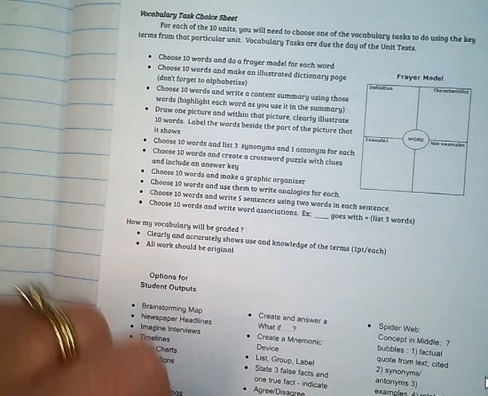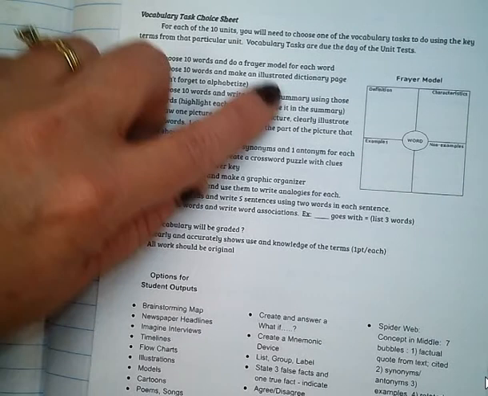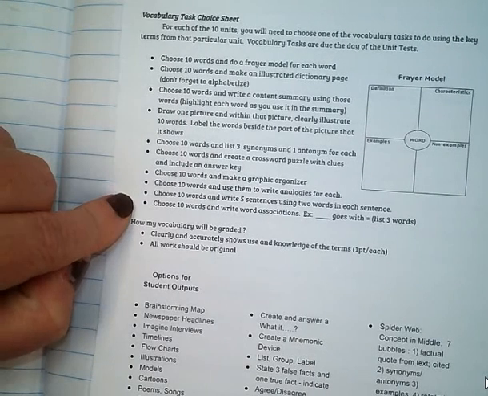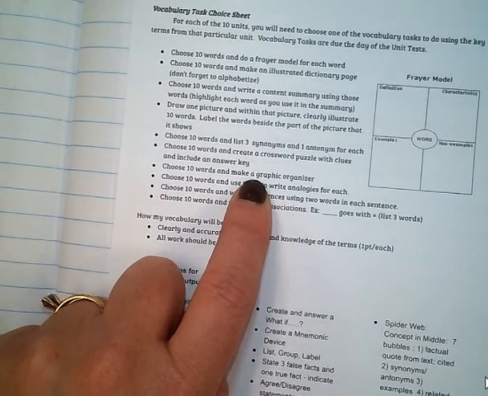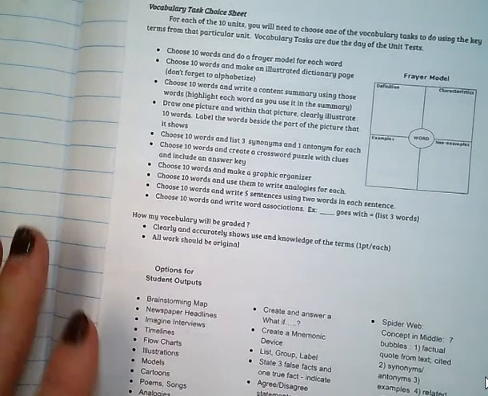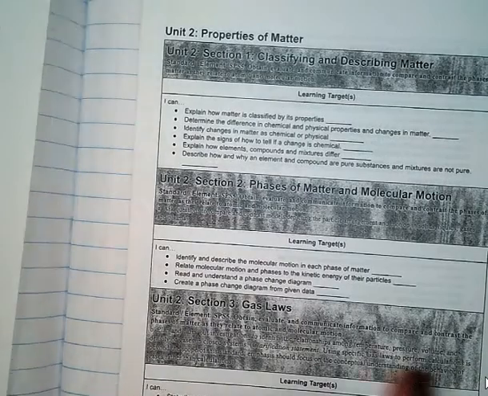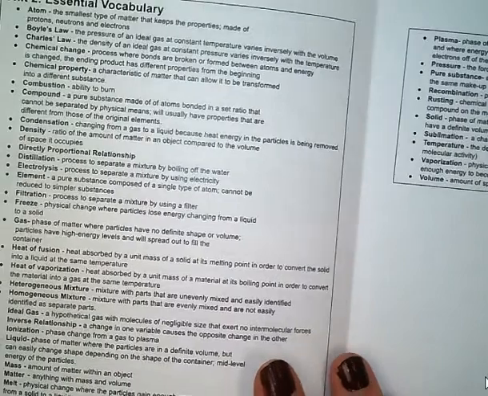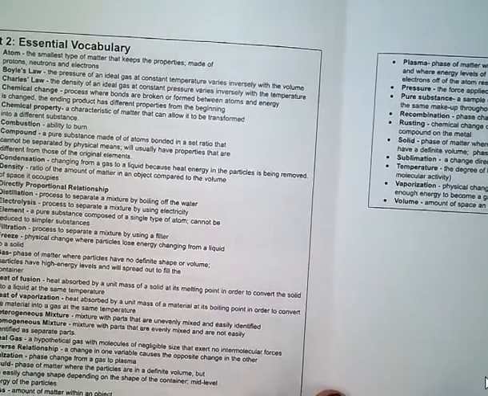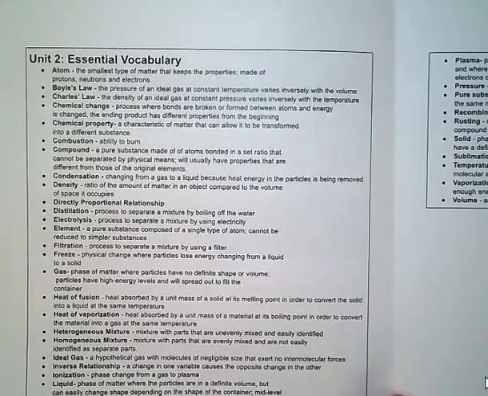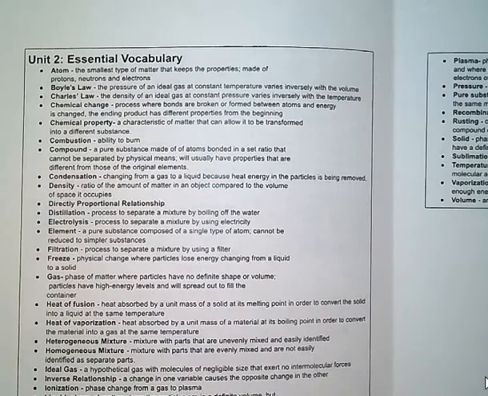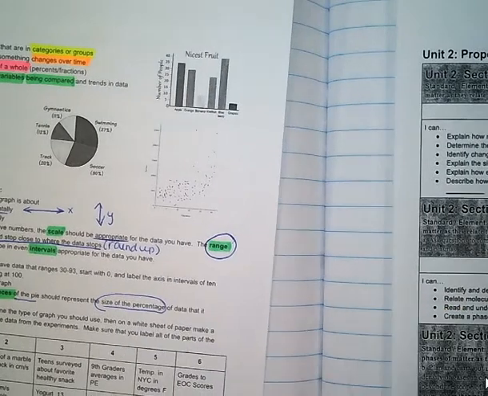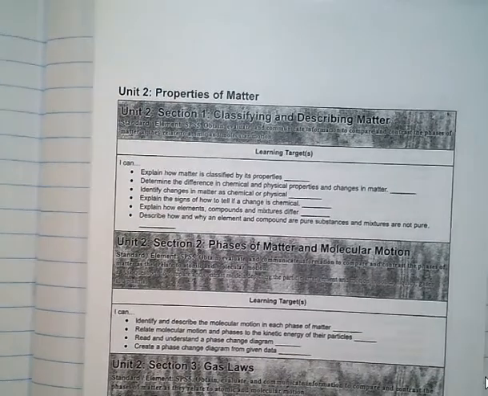You only choose one of those tasks, and within that task, let's say I choose this one. I choose 10 words to make a graphic organizer. That means from the Unit 2 words, all I have to do is look at all those words back on page 21, choose 10 of those words, and make a graphic organizer with them. That's my vocabulary task. So you don't have to do all the words, but that is our Unit 2 beginnings on page 21.